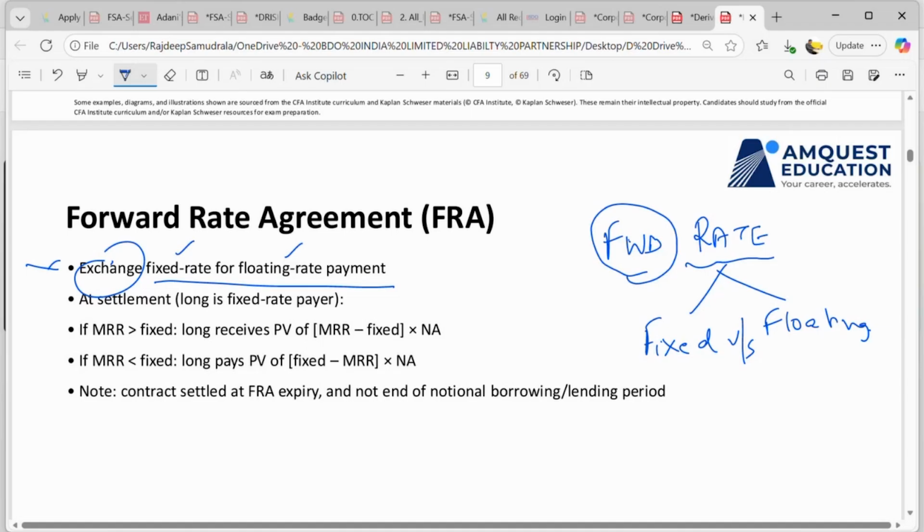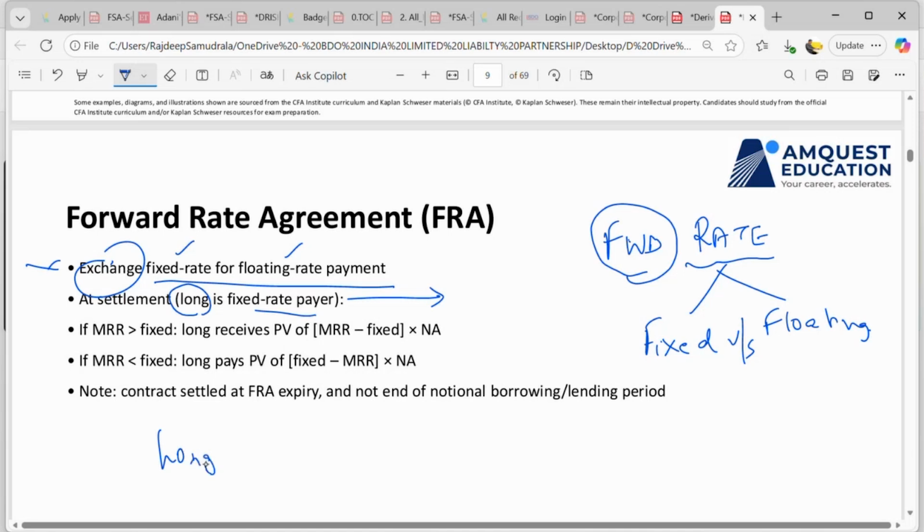Correct? I'm exchanging fixed for floating. मैं fixed ले रहा हूँ, floating दे रहा हूँ. So the person who's buying the contract is the person who is paying fixed rate. So when I buy FRA, long FRA, learn this carefully.